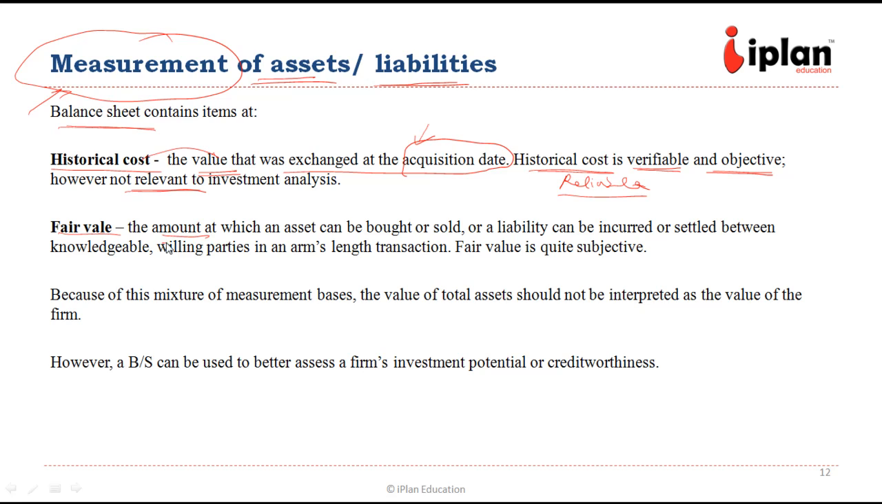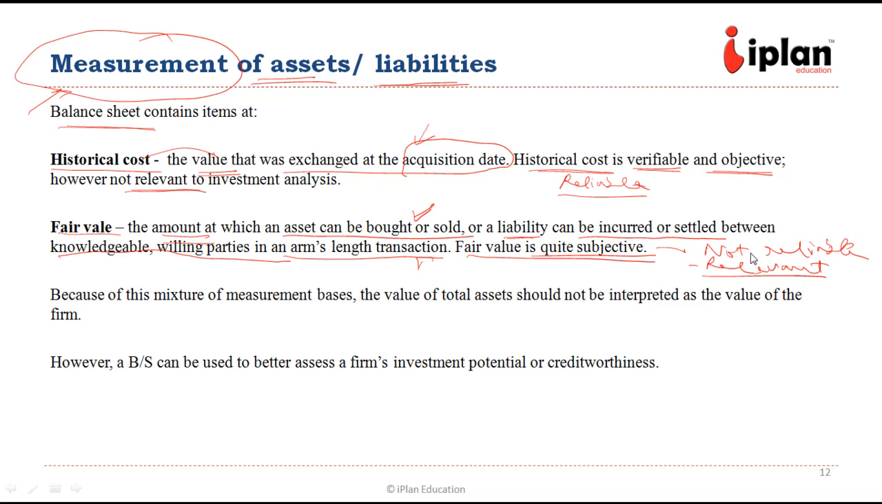Whereas if we look at the fair value, this is the amount at which an asset can be bought or sold today, or a liability that can be incurred or settled between knowledgeable willing parties in an arm's length transaction. So this is very close to the current market value, but it is subjective. Since the transaction is not happening in reality, the value is going to be subjective. So it is not going to be reliable, but the value is going to be relevant since it is very close to the actual market value.